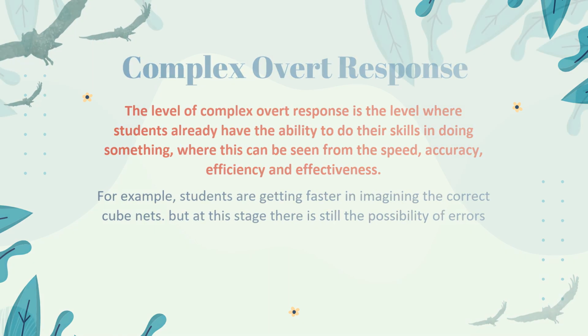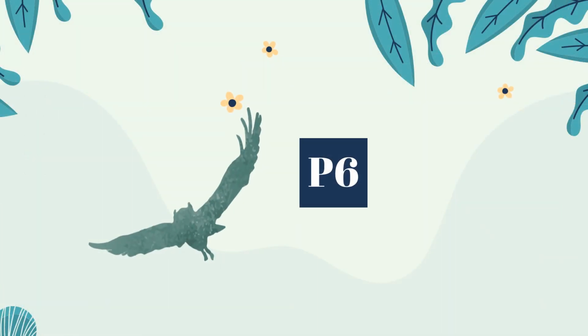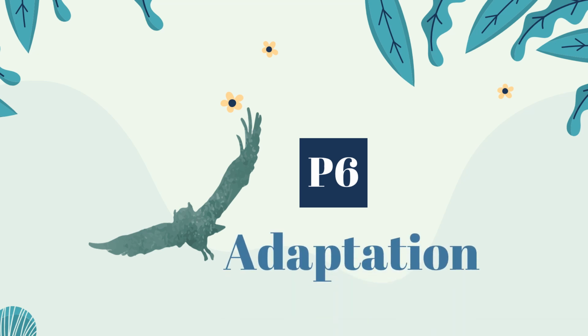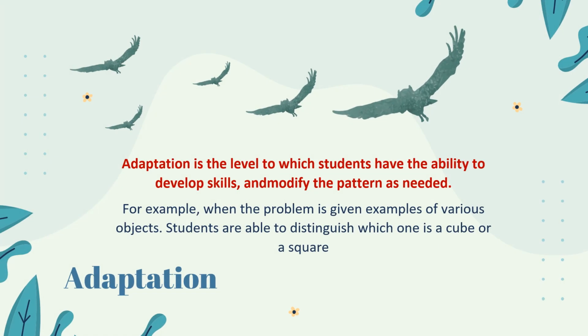Next is P6 or adaptation. Adaptation is the level in which students have the ability to develop skills and modify the pattern as needed. For example, when the problem is given with examples of various objects, students are able to distinguish which one is a cube or a square.